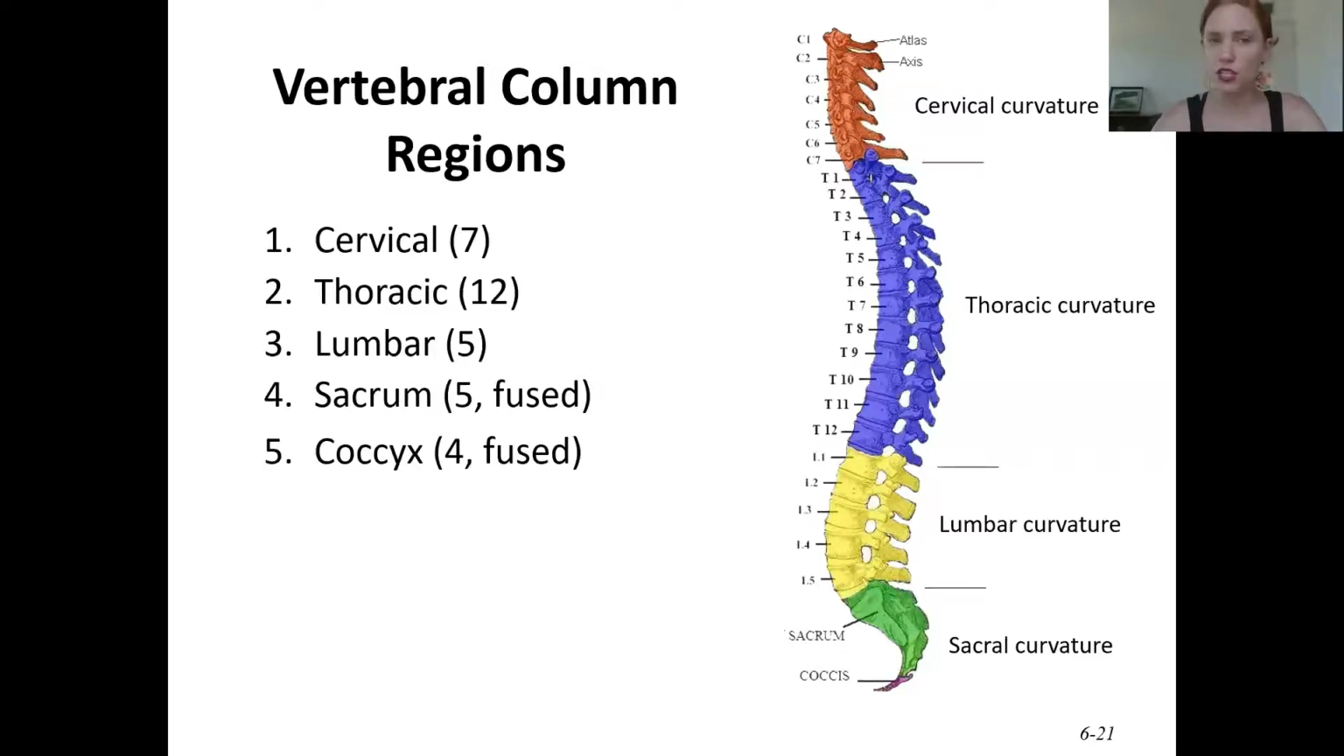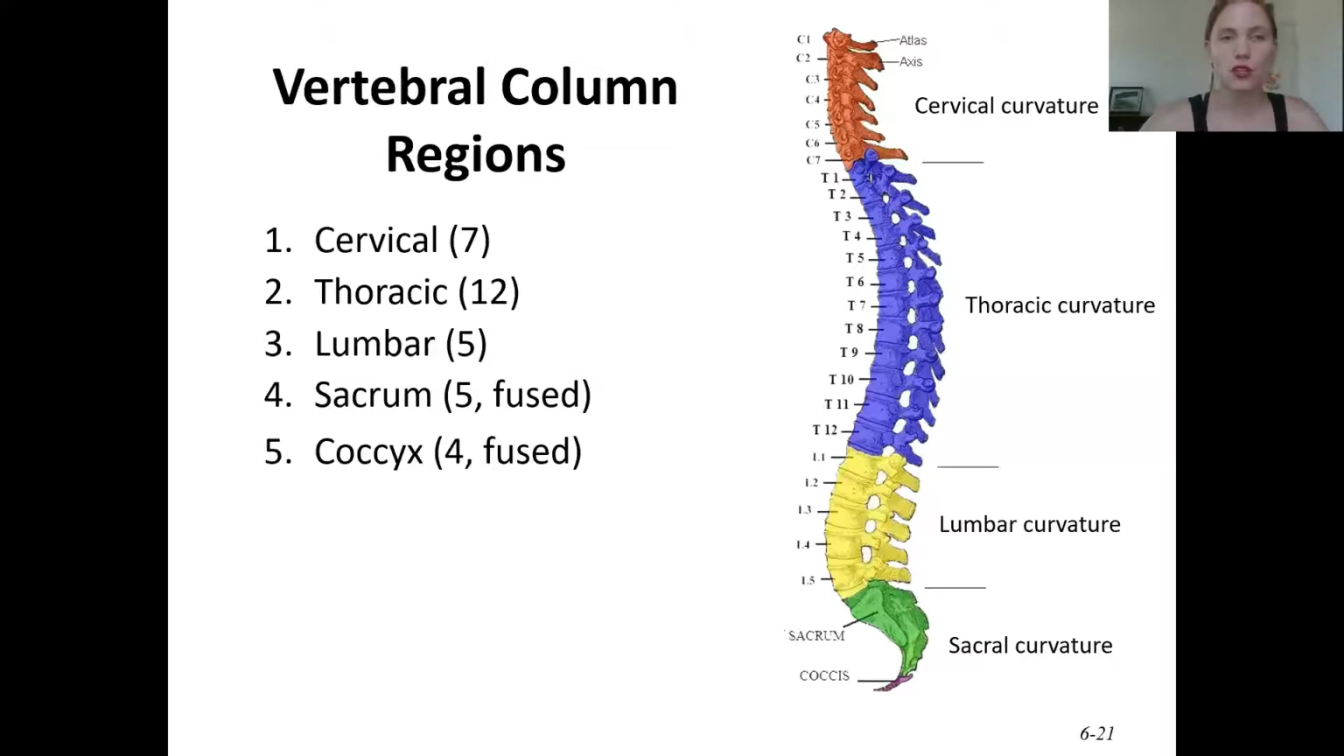Okay, so let's look at how many of each. So here we have the cervical curvature with the cervical vertebrae, the thoracic curvature with the thoracic vertebrae, the lumbar curvature with the lumbar vertebrae, and then the sacral curvature that's created by the sacrum and the coccyx that sticks to it.